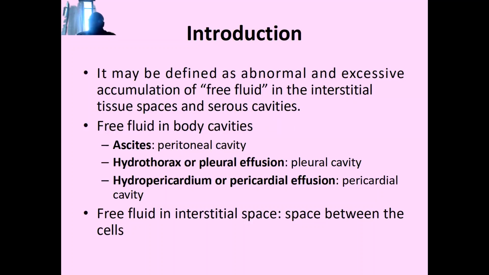This is abnormal and excessive accumulation of free fluid in the interstitial spaces and the body cavities. Fluid in body cavities, for example, ascites, which accumulates in the peritoneal cavity, then hydrothorax or pleural effusion, which accumulates in the pleural cavity, or hydropericardium or pericardial effusion, which accumulates in the pericardial cavity. Free fluid in interstitial spaces, that is, spaces in between the cells.